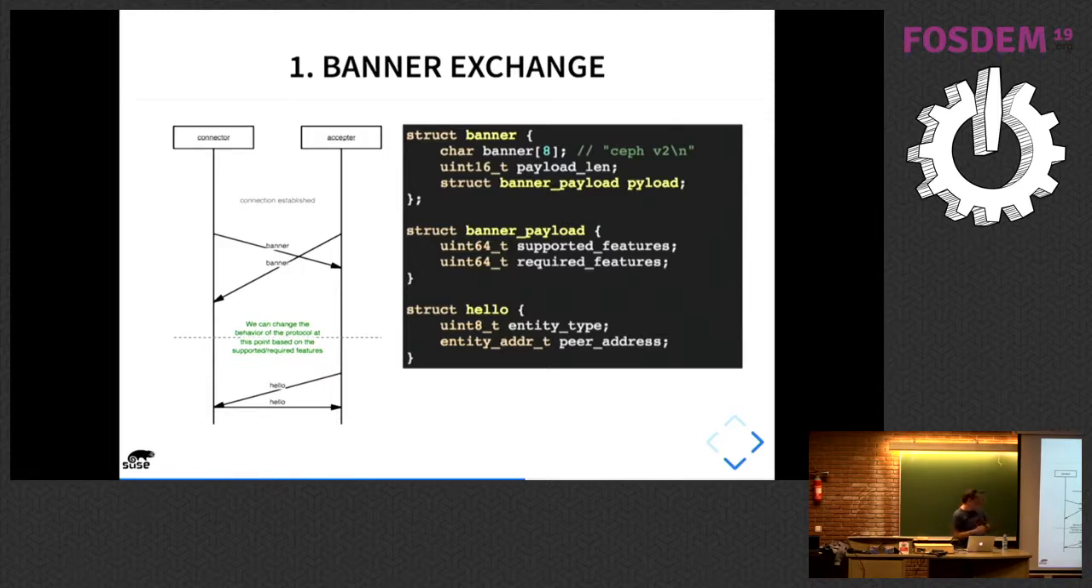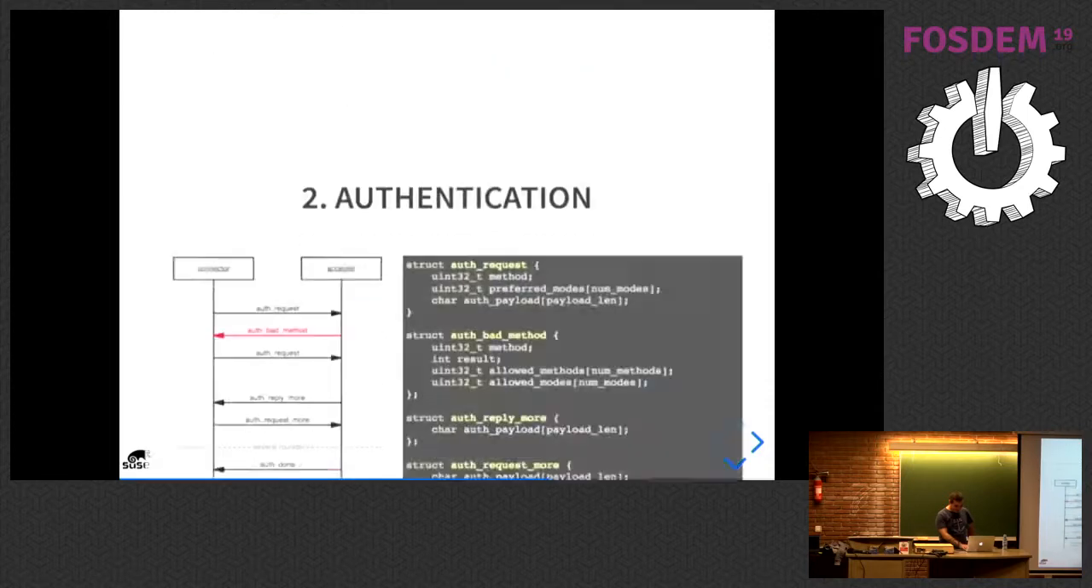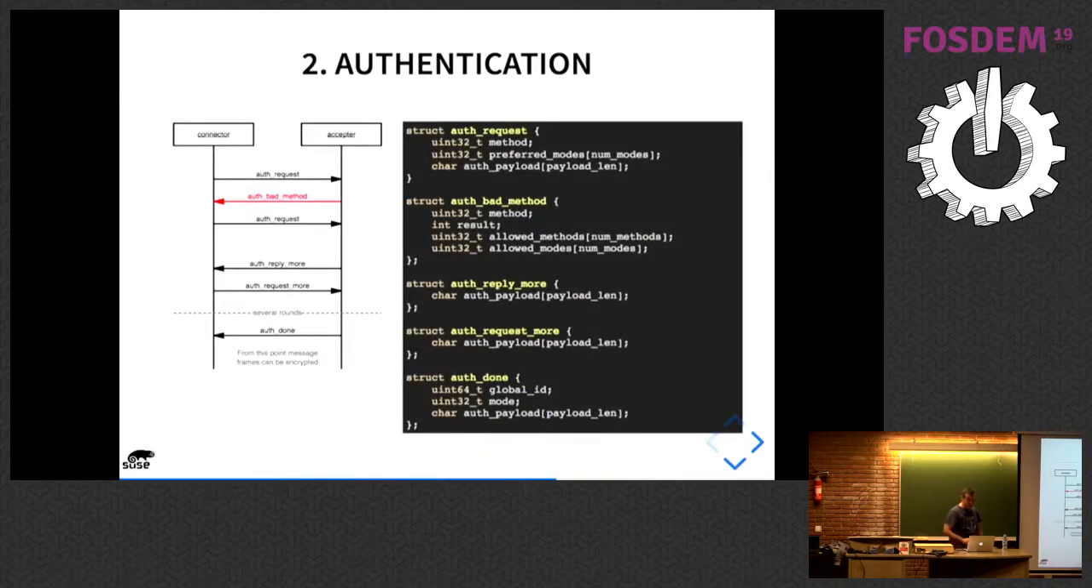After the banner exchange, they also exchange the information about what kind of entity they are, so if they are OSDs or mons or clients or MDS or the manager, and they also tell each other what is the address of the peer. I will not go into details why we need this information, but that's how it works right now. So after this, we go to the second step, the authentication.